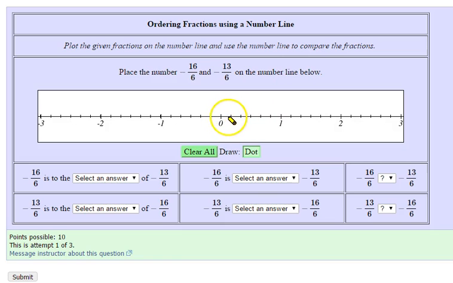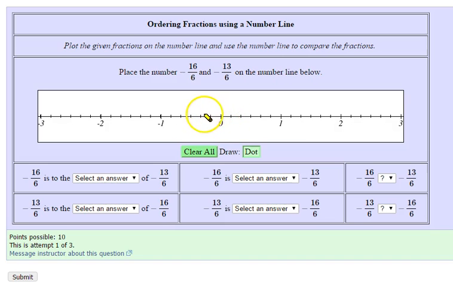So each tick mark to go from one to the next represents 1/6. And that is good because our denominator is measured in sixths. So our first number is -16/6. So we're going to start at 0 and we're going to count -16 of these tick marks, including the integers if we cross over them.